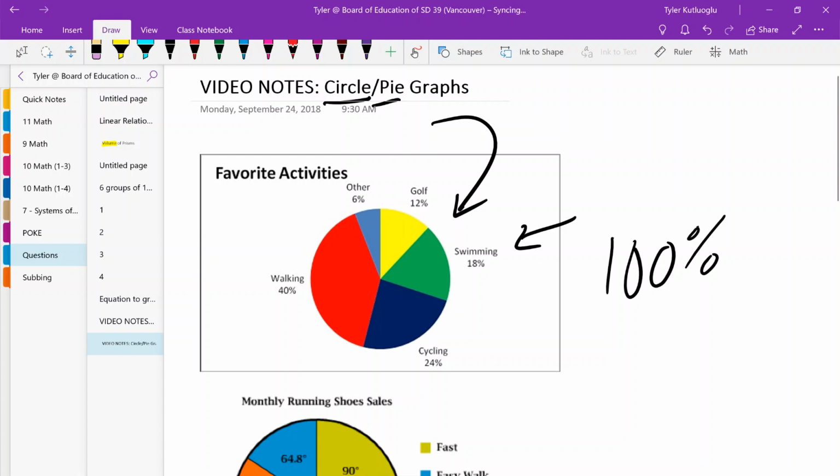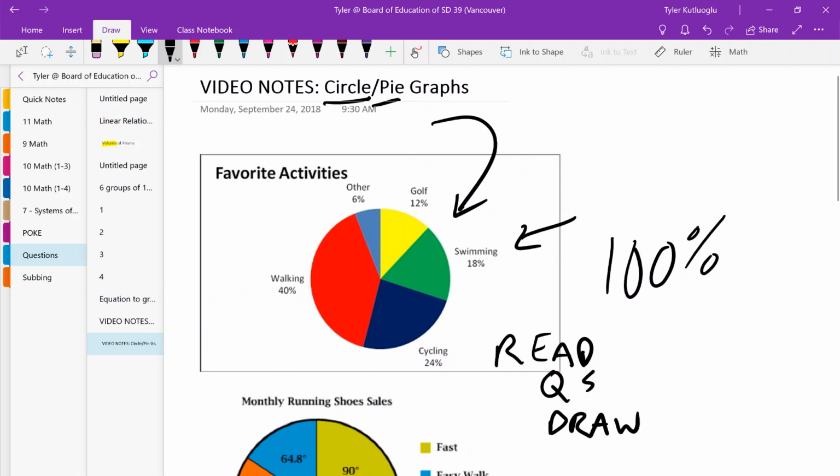What we need to do is be able to read these graphs, which isn't that bad, see what's going on, ask questions, but also draw them. So we'll talk about the drawing in a sec. Let's do the read and the questions. So like we said, when we see this, we see what's going on. The question we want to ask is why?